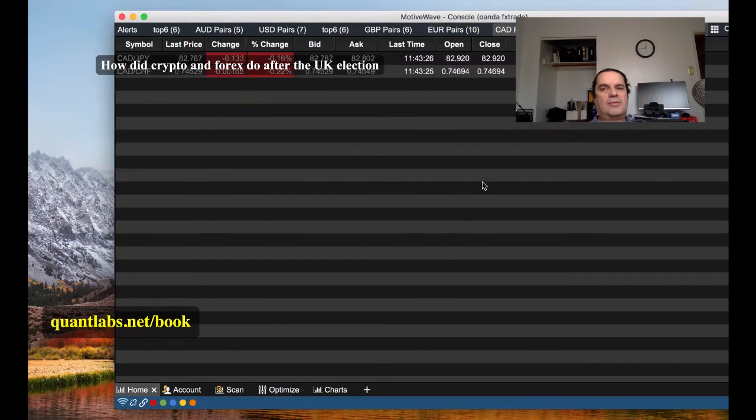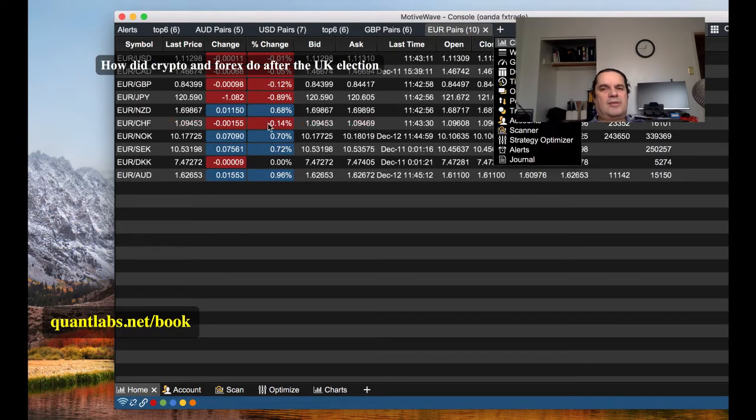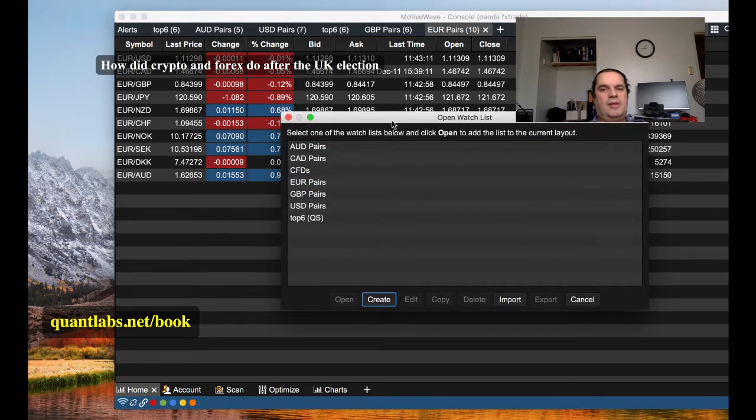Nothing for the Canadian as well. Let me get rid of those. Now, rarely do I look at the CFDs, but let's just look at what's going on in the CFD market, because all this data comes from Oanda. So let's just see. Maybe there might be some moves on the CFD.